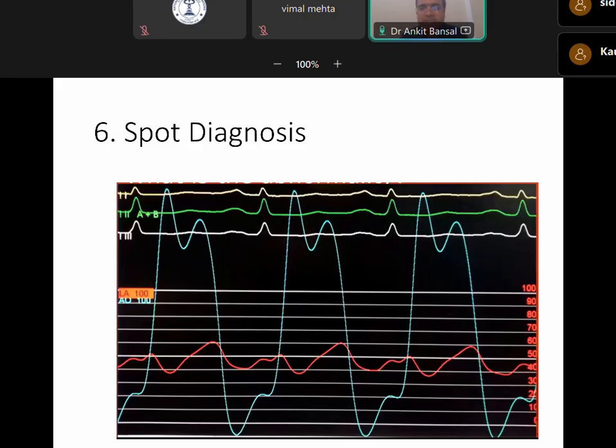Pulsus bisferiens, it cannot be pulsus bisferiens. I have already told this is not an aorta. This is mitral stenosis. Okay. So there is a clear-cut diastolic gradient between the left atrium and the left ventricle. So you have to say this is a patient of mitral stenosis where there is a clear diastolic gradient between the LA and the LV pressures.